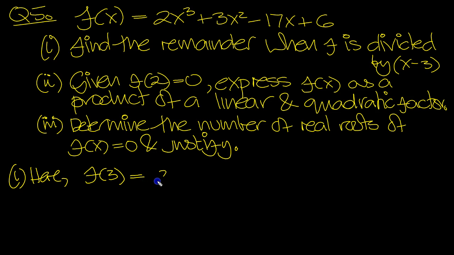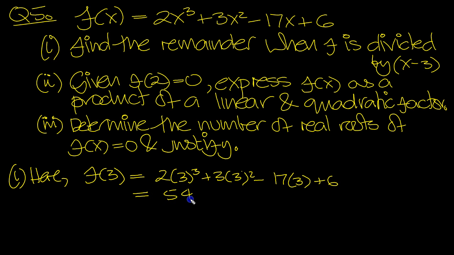And put 3 in. 2 times 3 cubed, and 3 in there, plus 3 times the 3 squared, minus 17 times the 3, plus the 6 at the end. So what do we get? 27 times 2 is 54. This is 27. Minus 51. Plus 6. So we end up with 54 take 51 is 3, plus the 27 is 30, and 6. So 36.